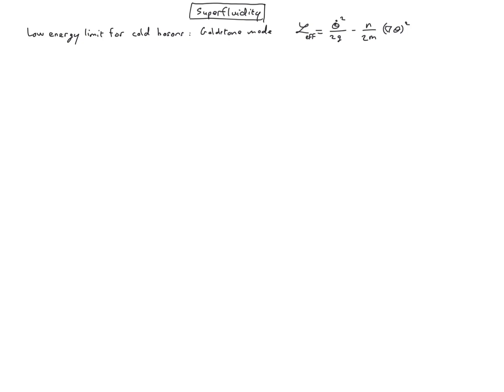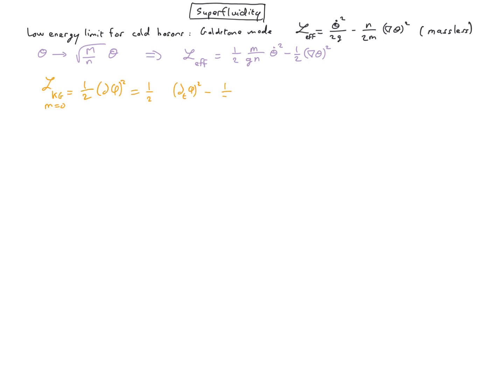After integrating out the high energy mode for a system of cold atoms, we ended up with a Lagrangian for a massless Goldstone mode. We can rescale the field to end up with a more familiar form for this Lagrangian. This Lagrangian exhibits similarities with the Klein-Gordon Lagrangian for a massless field. If we restore c and h-bar, and if we plug in this Lagrangian into the Euler-Lagrange equation, we see that we get a wave equation with the speed of the wave equal to c.